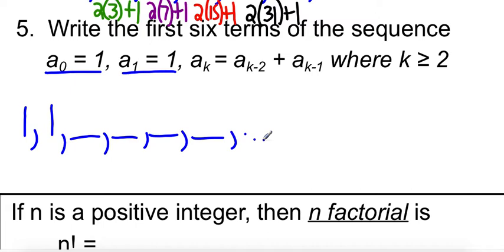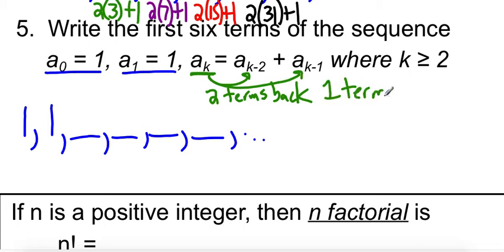Now we have to look at our rule. To find any term, if we're trying to find AK, we need to take AK minus 2 plus AK minus 1. So we need to think about where these are. AK minus 2 is 2 terms back, and AK minus 1 is 1 term back. So what this rule is saying is if you want to find a given term, you take the number 2 before it and the number 1 before it, and you add those together.